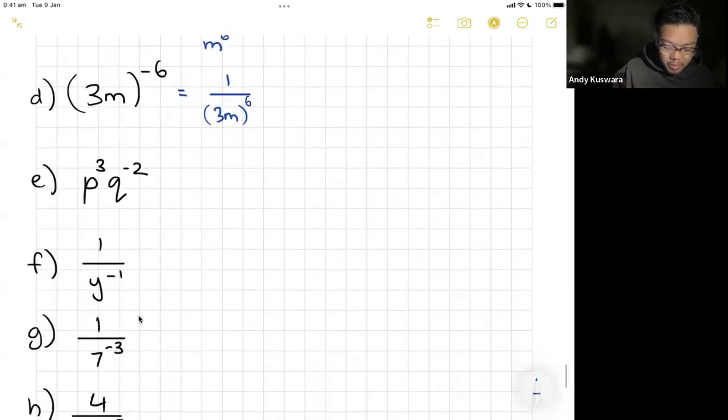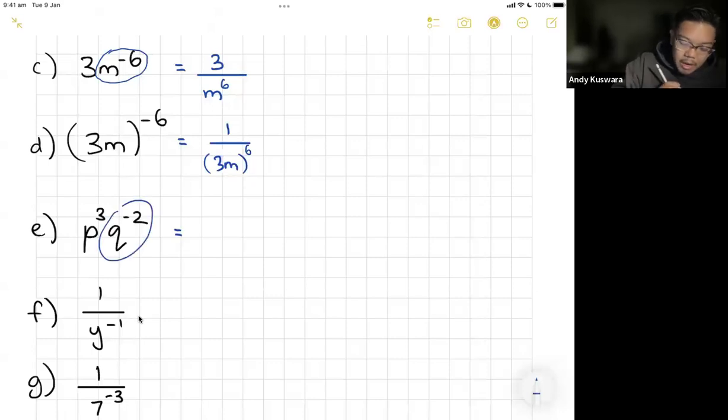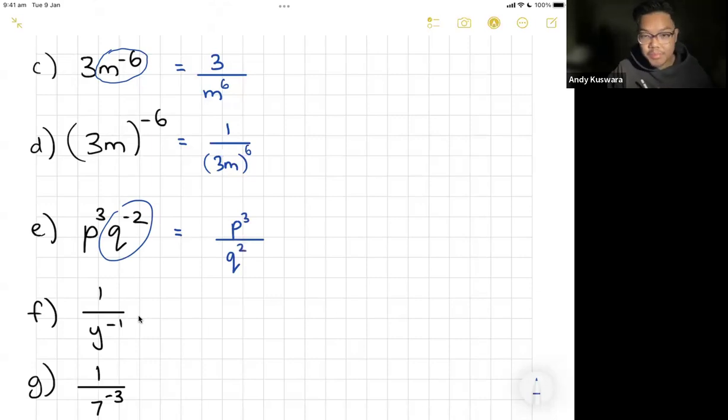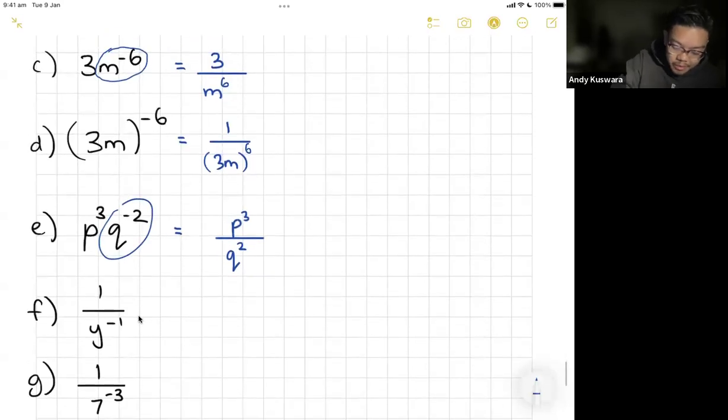Okay, I think I've got a couple more. Now, these are the more complex ones that you might see. Now, taking a look at this one, the only thing that has a negative power is the Q, which means whatever's out the front is going to remain on top. But it's just the Q that moves to the bottom of a fraction, and then it becomes to the power of +2.